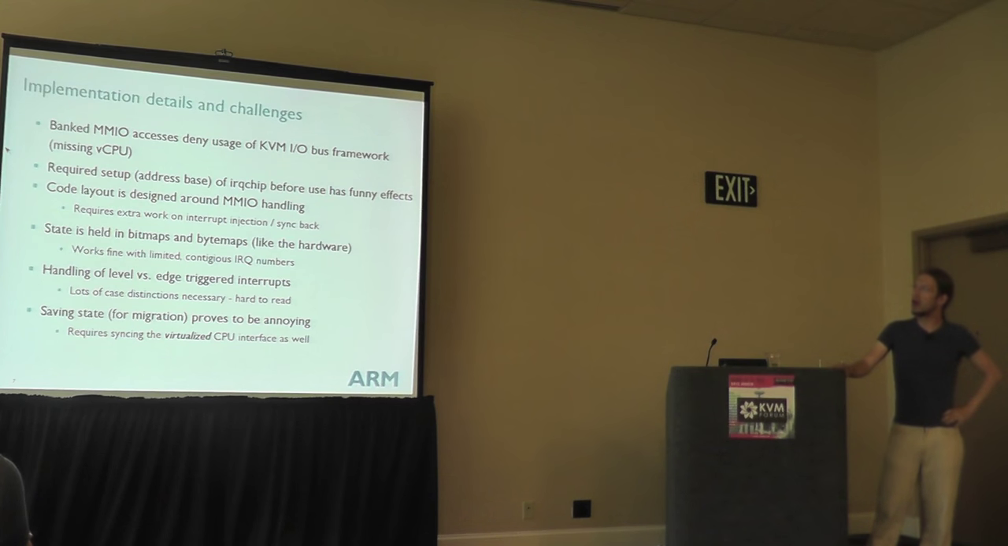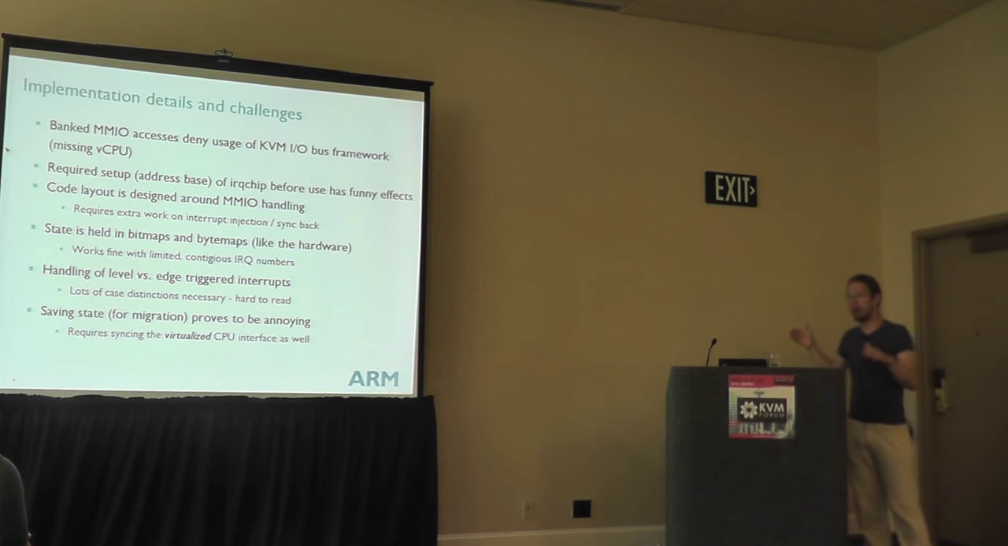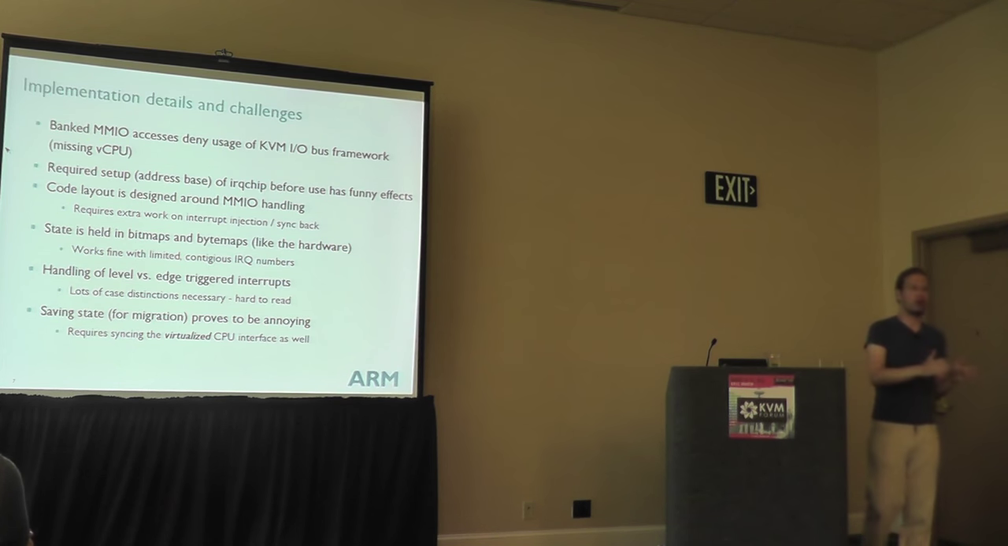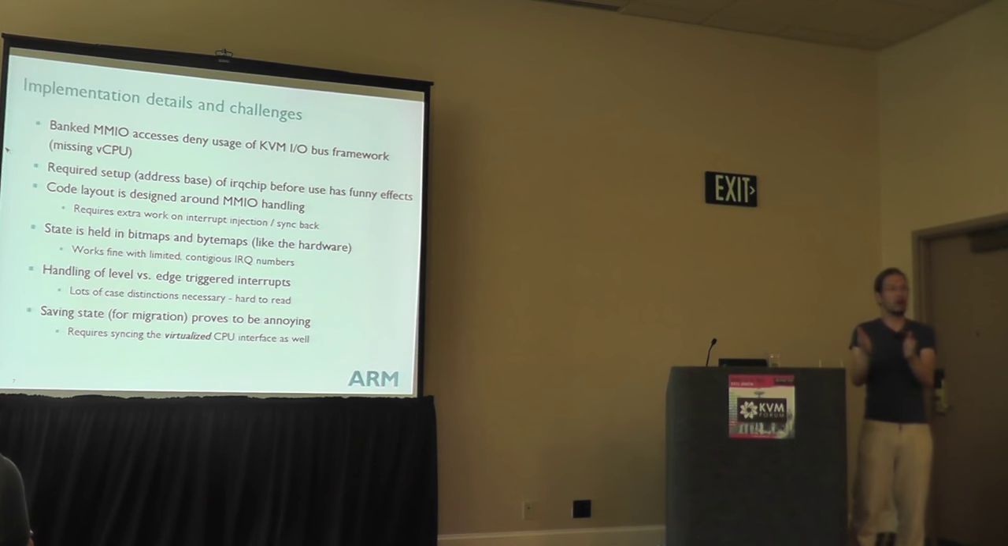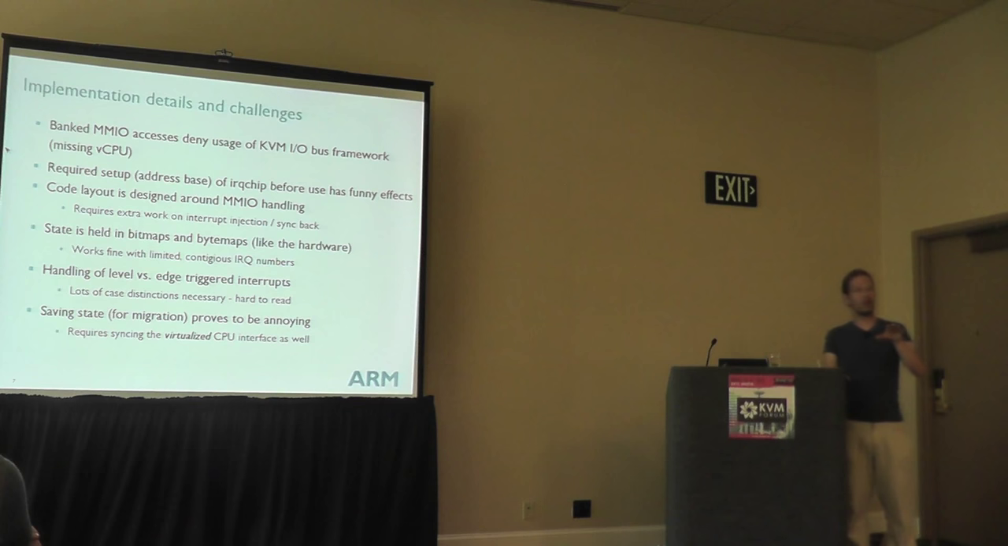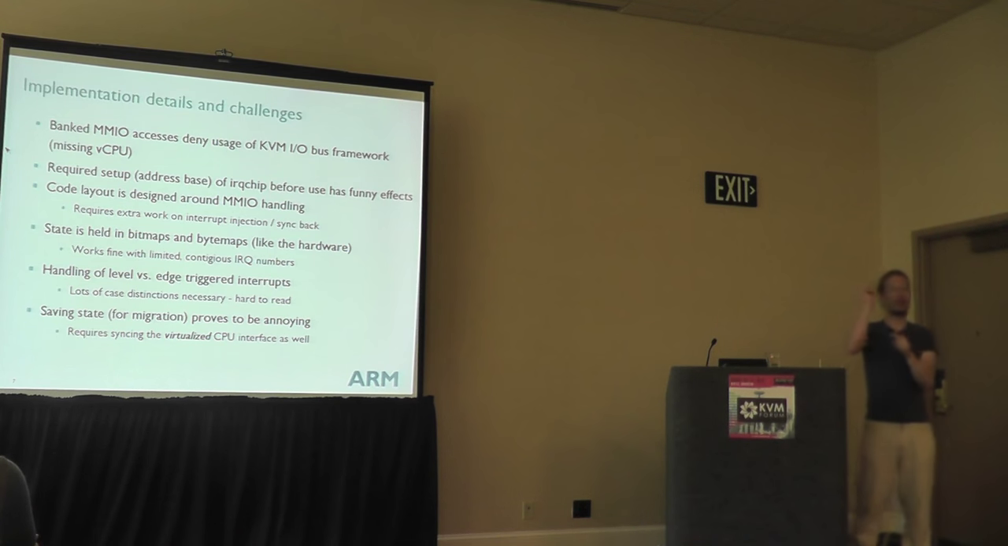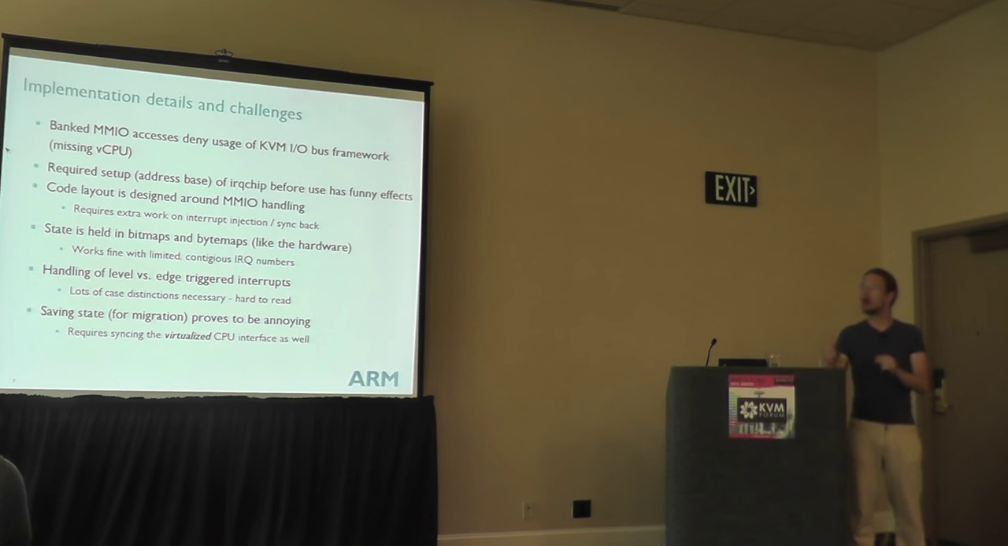Also, as this is ARM, the whole mapping is very platform-specific. On every platform there's no fixed address where the GIC is usually mapped. So user land, QEMU in this case, needs to set up the address. It creates the in-kernel IRQ controller, and then it needs to set up the address, and it also needs to set up how many interrupts it supports.